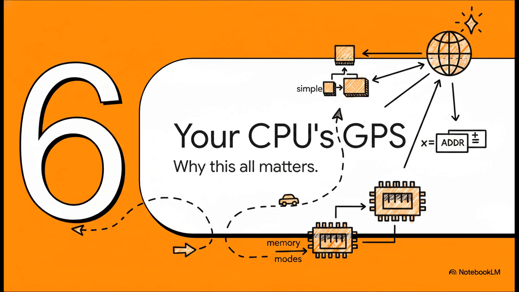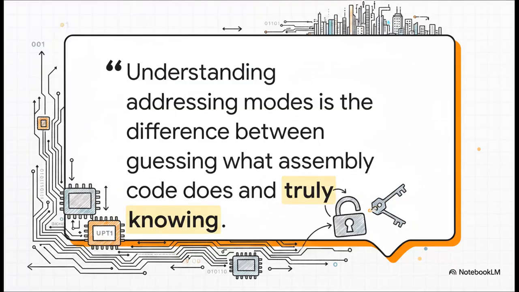So let's bring it all home. We've seen all these different modes. We've even calculated an address. Why is this internal GPS so darn important? You know, at the end of the day, this is the language the hardware actually speaks. And understanding these modes, well, it's the difference between just guessing what some low-level code is doing and truly knowing. This whole system is what allows all the software we use to work so efficiently, navigating massive amounts of data with total precision. Without it, our complex digital world just wouldn't be possible.